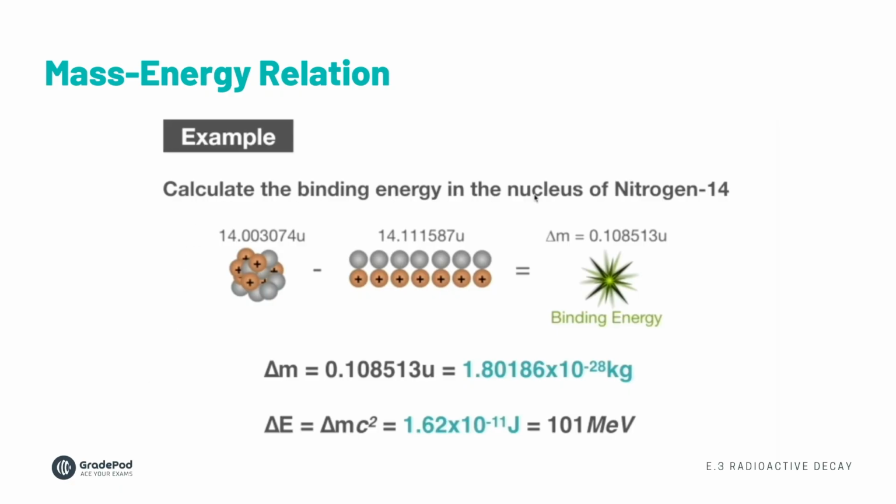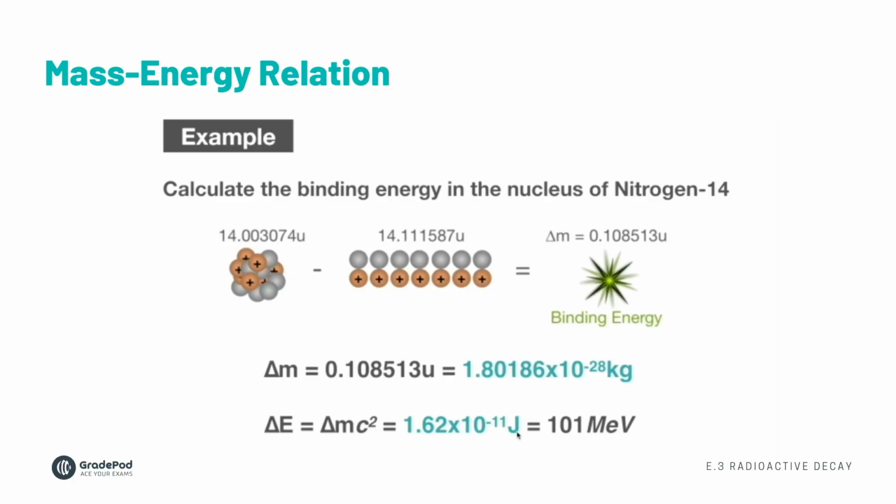Calculate the binding energy in the nucleus of nitrogen-14. So we have this missing mass. That one weighs less than that one. So the missing mass is 14.111587 u minus 14.003074 u, which gives us a change in mass of this. We want to pop that into E equals mc squared, but we need to change it into kilograms first. So we change it into kilograms, times it by (3 times 10 to the 8) squared, and we come out with 1.62 times 10 to the minus 11 joules.